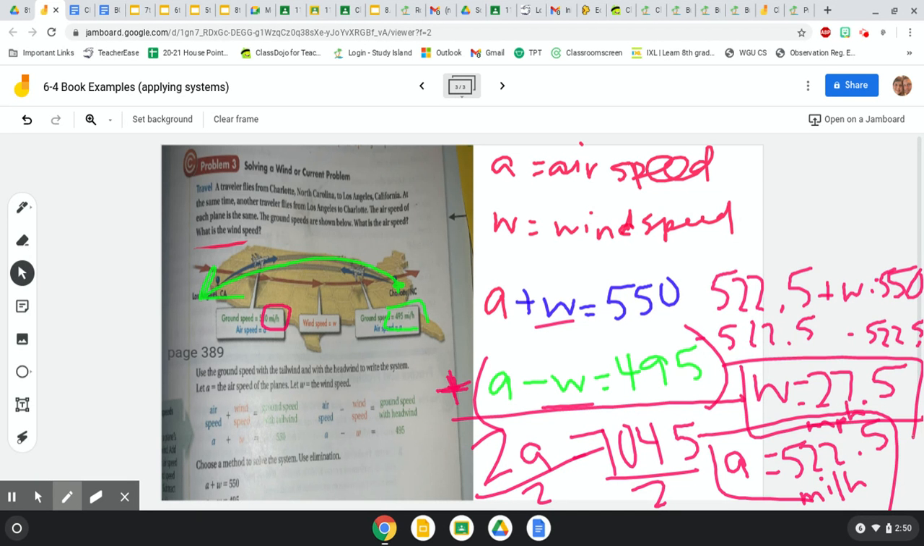As long as I've answered both of them, I can say, okay, the wind speed is 27.5 miles per hour and the airspeed is 522.5 miles per hour. And that is it on this one. If you want to try the got it, go ahead and flip the page.